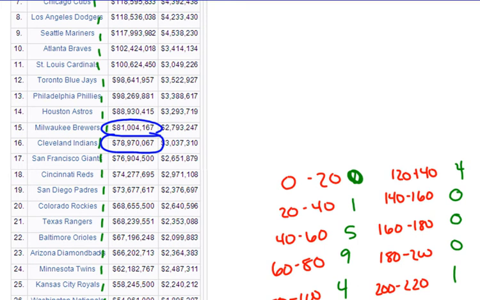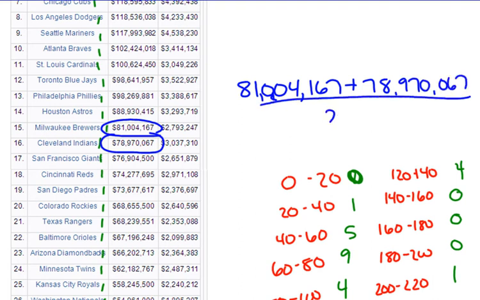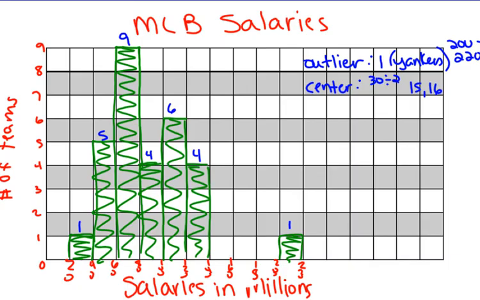So to find my center, I'm going to take those two numbers, add them together and divide by 2. When I do that, that gives me my center, which ends up being 79,987,117. So if you're given the data, you use the data to find your center. If you're not, like we were in the previous two problems, we use our histogram.